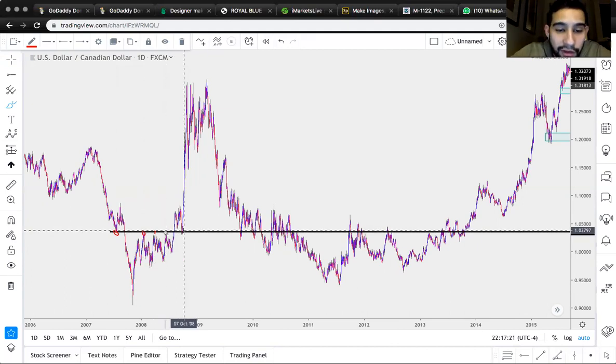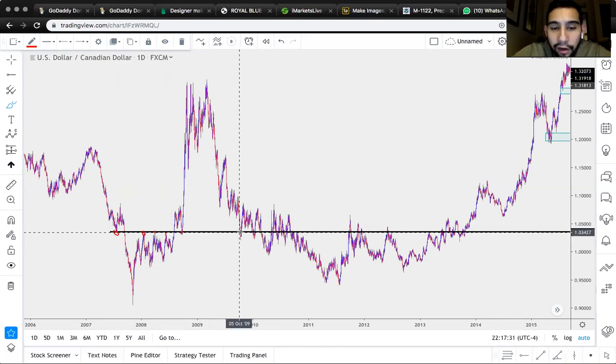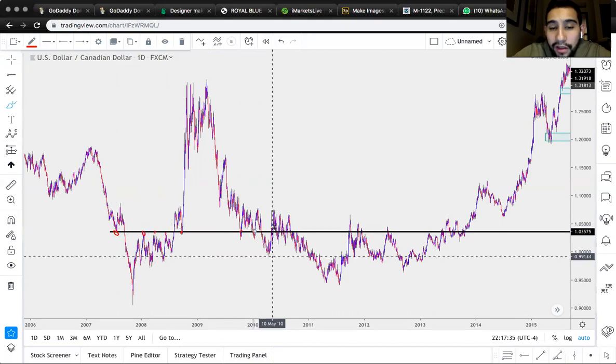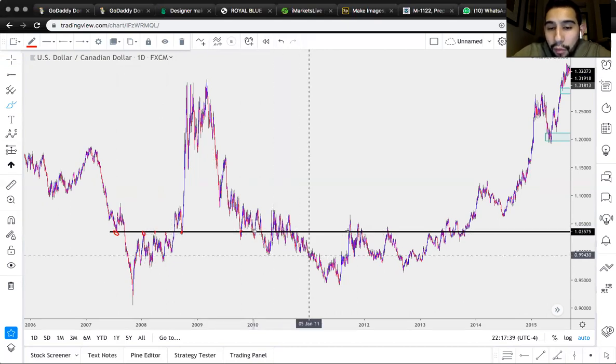And then it came back to the same area in October 2008. You see how when it broke it, it came right into the zone to test it, and then it shot up. And then what happened? It came right into the same area, October 2009, January 2010, then it broke it, and then it started consolidating around the zone. Then it came back and boom.